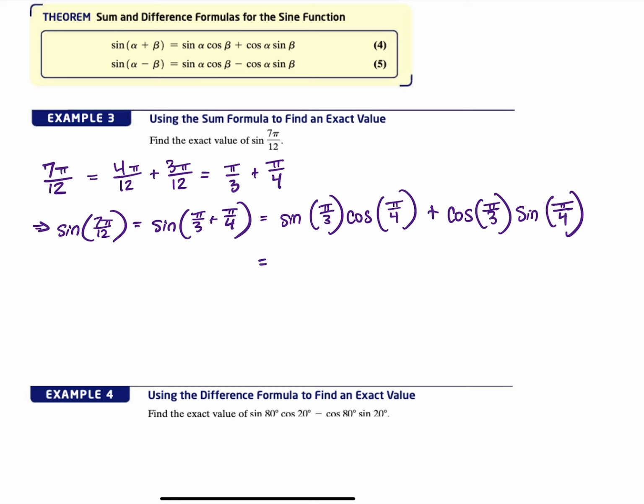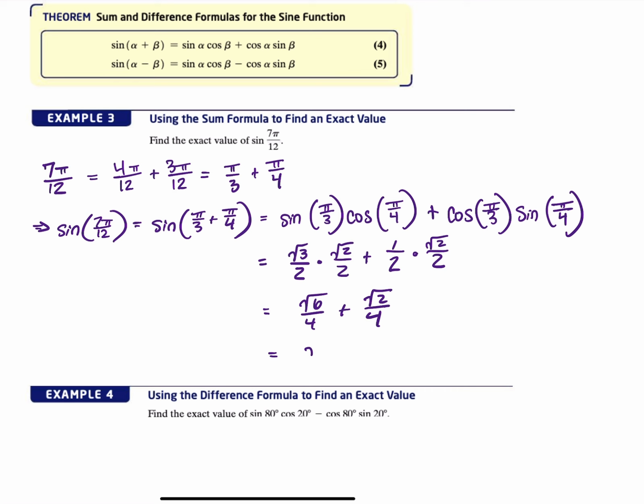So sine of pi over 3 is root 3 over 2. Cosine of pi over 4 is root 2 over 2. Plus cosine of pi over 3 is 1/2, and the sine of pi over 4 is root 2 over 2. So we will get square root of 6 over 4 plus the square root of 2 over 4.